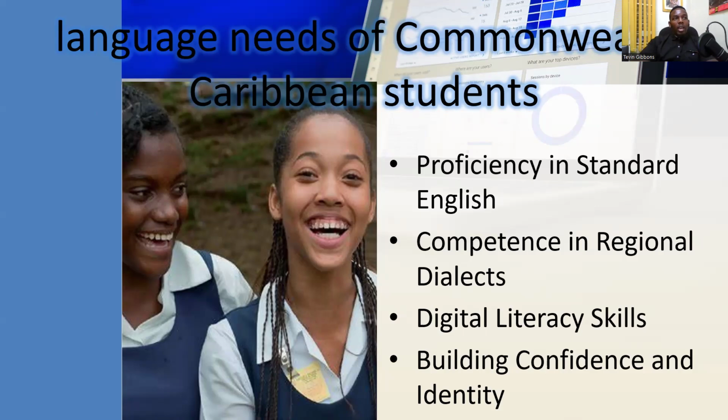Thirdly, we have digital literacy skills. Modern communication increasingly involves digital tools, requiring students to be comfortable using technology for language learning and expression. Evaluating online information and using technology effectively for communication are essential skills. Technology integration allows the demonstration of competence in using digital tools for communication, including writing emails, creating presentations, and conducting online research. And finally, building confidence and identity.